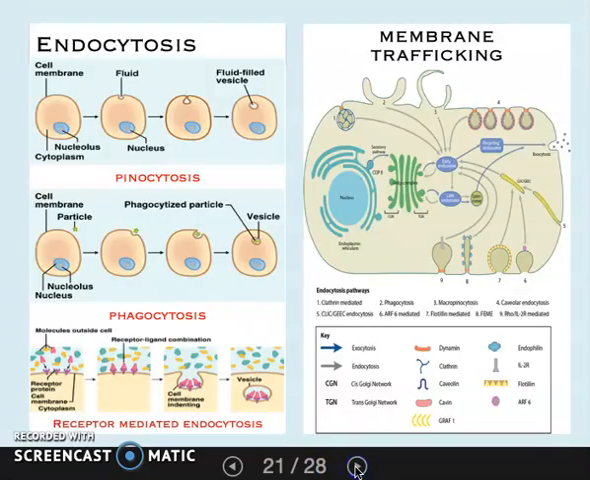Here's some static diagrams for you to look at. Some fluid gets pinched into this little invagination, and now I've got a vacuole or a vesicle. Same thing for solids. The cell will wrap itself around that solid, make a vesicle, and then take it in here, maybe to combine with a lysosome.